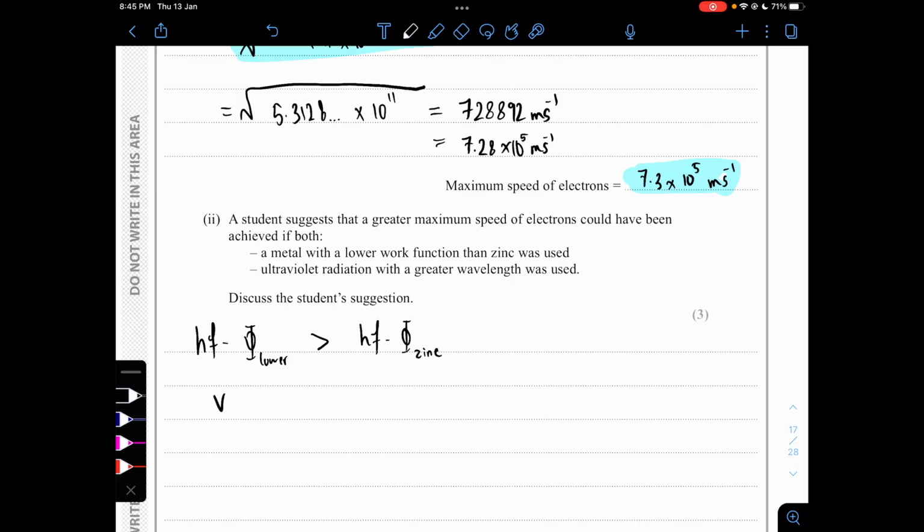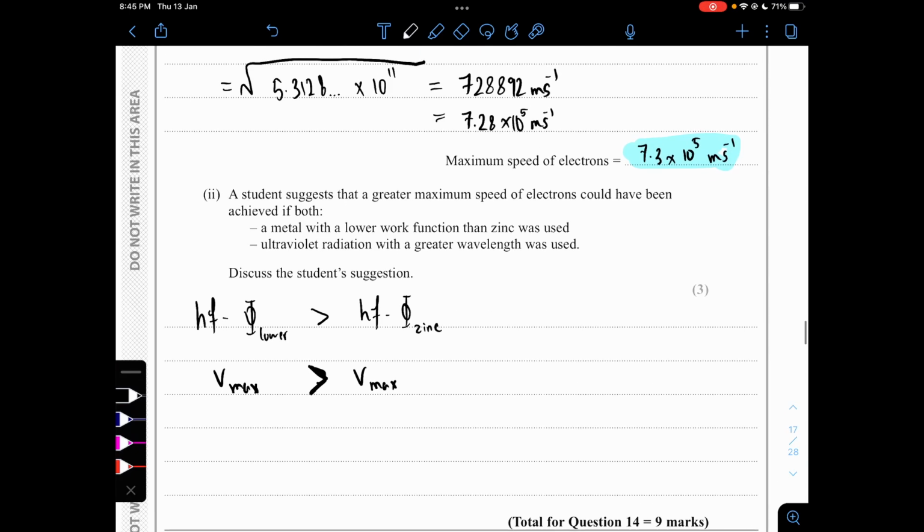So this would mean that the Vmax is also greater than the Vmax here, right? This would result in greater velocity. So that means this is a good suggestion. What about our second suggestion? Ultraviolet radiation with a greater wavelength.